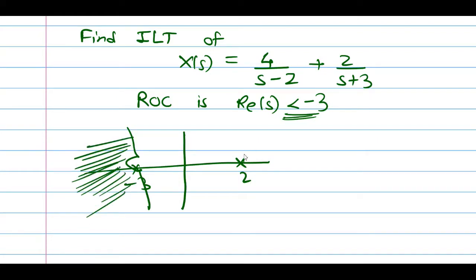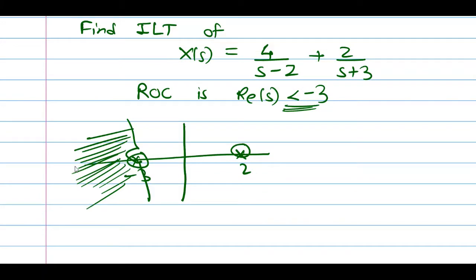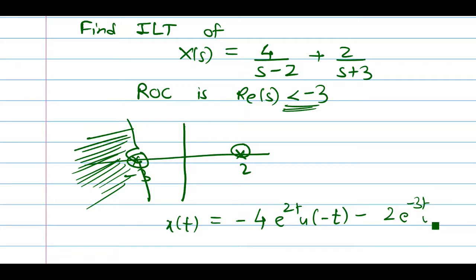Now if I am standing at this pole, ROC is going towards left hand side. If I am standing at this pole, again ROC is going towards the left hand side. So while taking inverse, as for both the poles it is going towards the left hand side, inverse will contain u of minus t. So x of t equal to 4 e raised to 2t u of minus t. Here minus, then here also minus sign will come, plus 2 times e raised to minus 3t u of minus t. Here minus, so here also minus sign will come. So plus becomes minus.